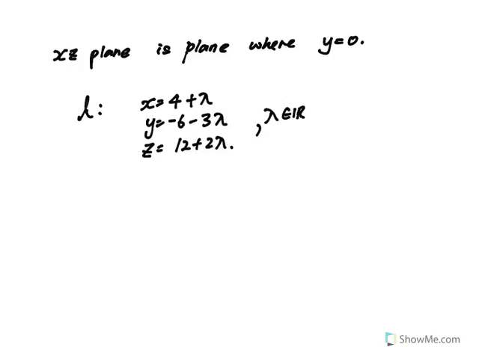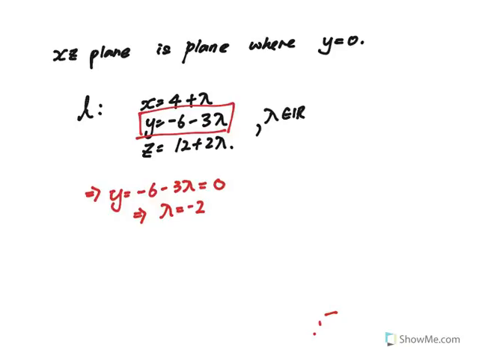We are looking at y to be 0. This means that we equate the second equation to 0, so y is negative 6 minus 3 lambda, and this is equal to 0. Very quickly you can see that lambda will give us negative 2. From the fact that lambda is negative 2, x will be equal to 4 plus lambda, so 4 plus negative 2 equals 2. z will be equal to 12 plus 2 times negative 2, which equals 8.